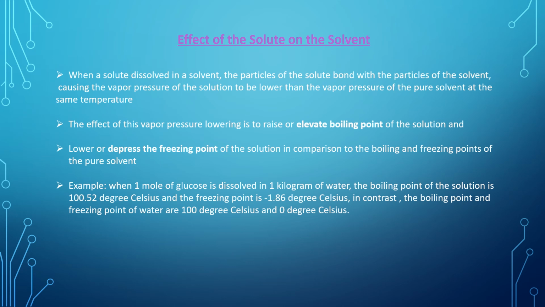Example, when 1 mole of glucose is dissolved in 1 kilogram of water, the boiling point of the solution is 100.52 degrees Celsius and the freezing point is minus 1.86 degrees Celsius. In contrast, the boiling point and freezing point of water are 100 degrees Celsius and 0 degrees Celsius.